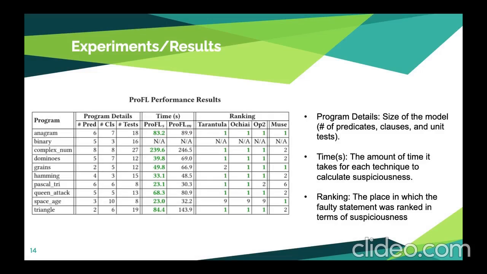So these are the results of the experiments we performed on 10 Prolog models, and the table shows the number of lines and tests that each of the models has and the runtime of our tool on these models. And then we see the ranking of the faulty statements. The numbers mean the place in which the faulty statement was ranked in terms of suspiciousness value.